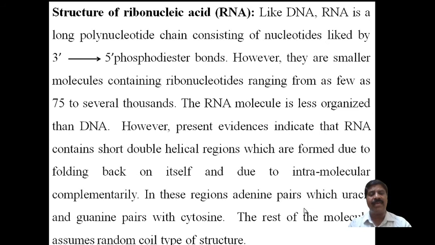In this region, adenine pairs with uracil. Adenine pairs with uracil because this is the difference between the DNA molecule and RNA. Guanine remains paired with cytosine. There is no change. Guanine to cytosine remains the same, but in DNA, adenine pairs with thymine, whereas in RNA the base pairing is adenine with uracil.